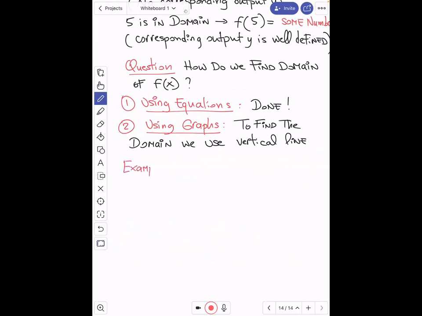We use the vertical lines, of course, not just one vertical line. So of course, here's an S. Yes, so example.